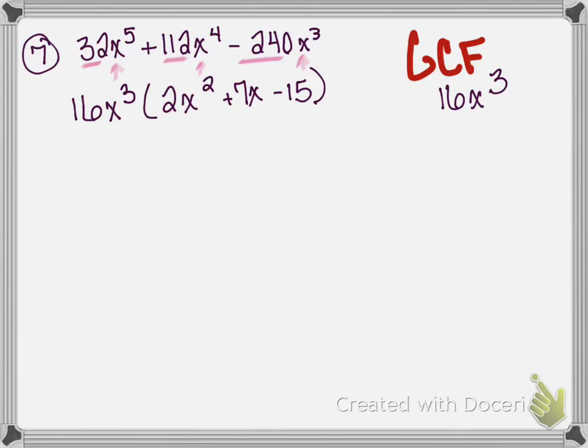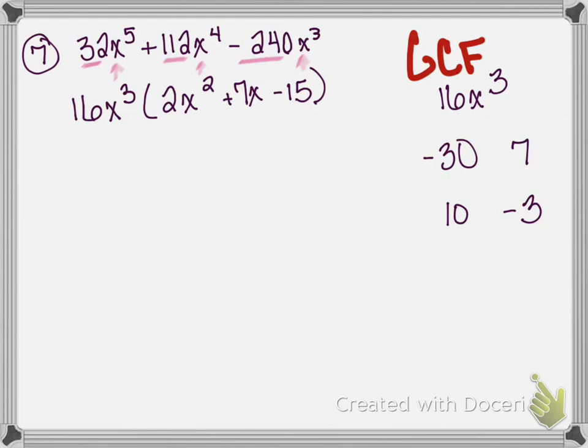Now we're looking at a sum and product. So we're looking at negative 30. So we have 2 times negative 15. That gives us negative 30. And our sum is positive 7. So our numbers here are going to be positive 10 and negative 3. 10 times negative 3 gives me negative 30. 10 plus negative 3 gives me 7.